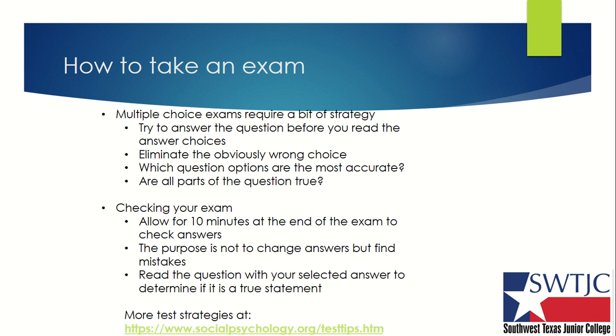Okay, so there's a bit of strategy there, right? Eliminate the obviously wrong choice. So answer the question and look at the answer choices. Some of them are obviously wrong. If they're obviously wrong, scratch them out. Physically take your pen, and scratch the whole letter and the choice completely out. Okay? Process of elimination, right?